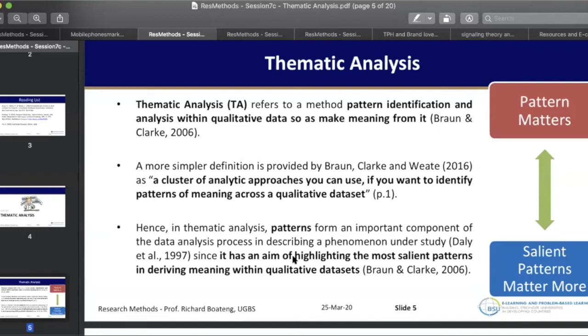So it's a cluster of analytic approaches. Remember what I mentioned earlier, that the analytical techniques lend to each other. Thematic analysis is a cluster. It's not just one particular technique, it's a number of techniques that have been put together. In thematic analysis, patterns form the important component of the data analysis process in describing a phenomenon under study. Hence, it has an aim of highlighting the most salient patterns in deriving meaning within qualitative data sets.